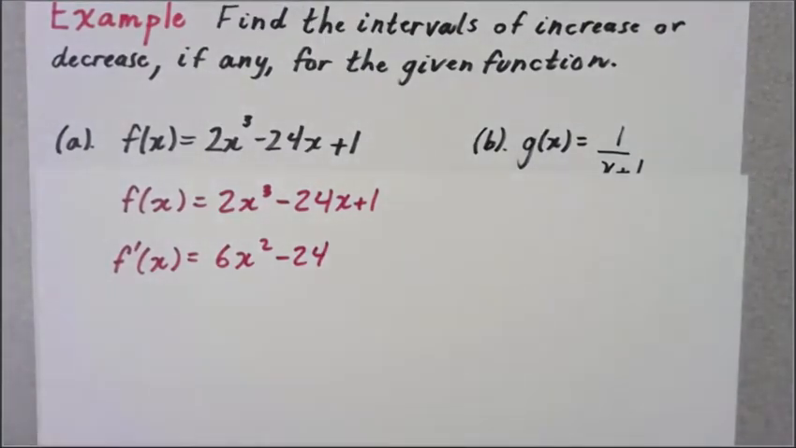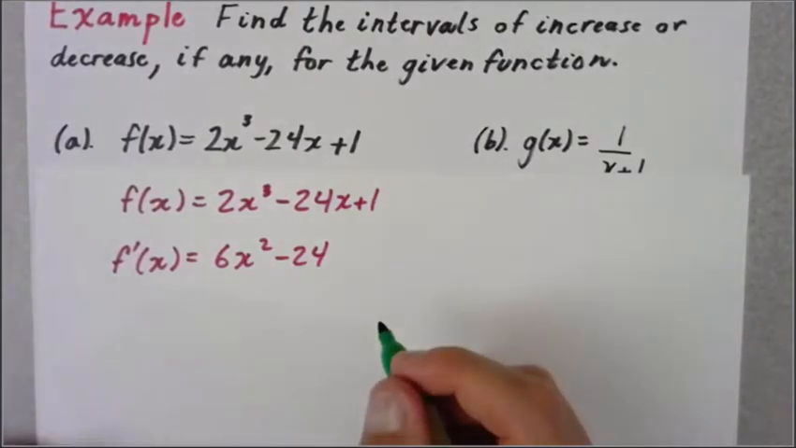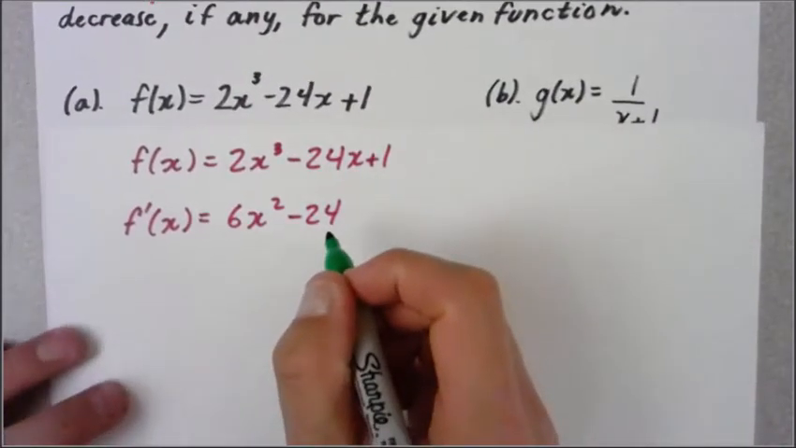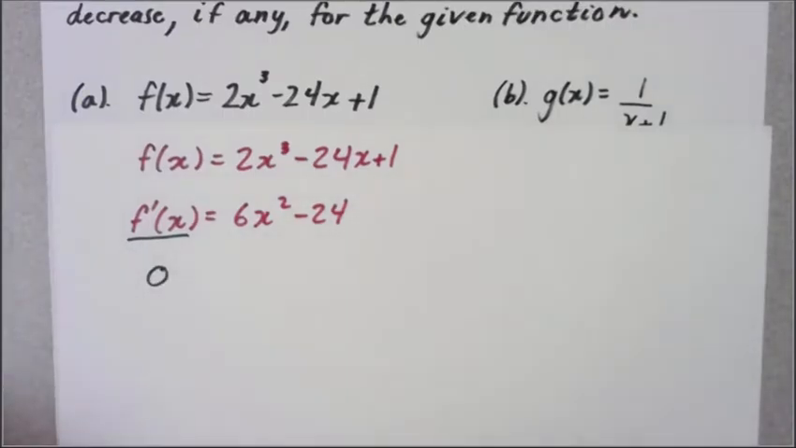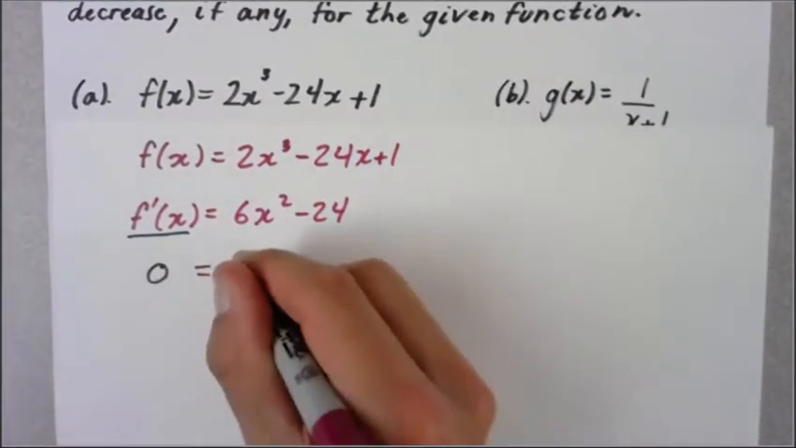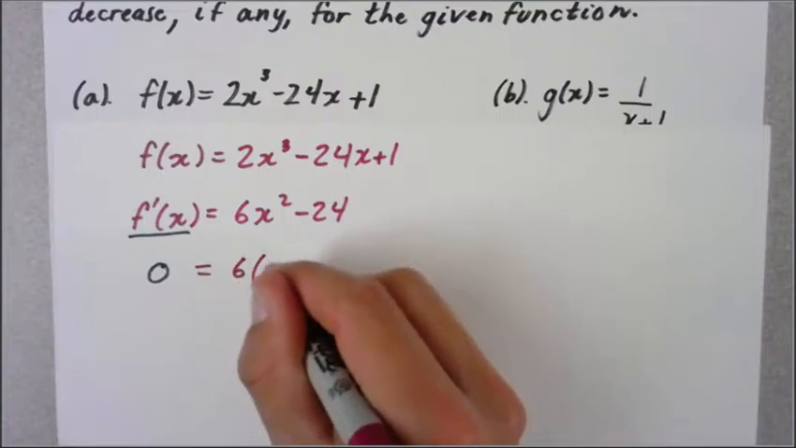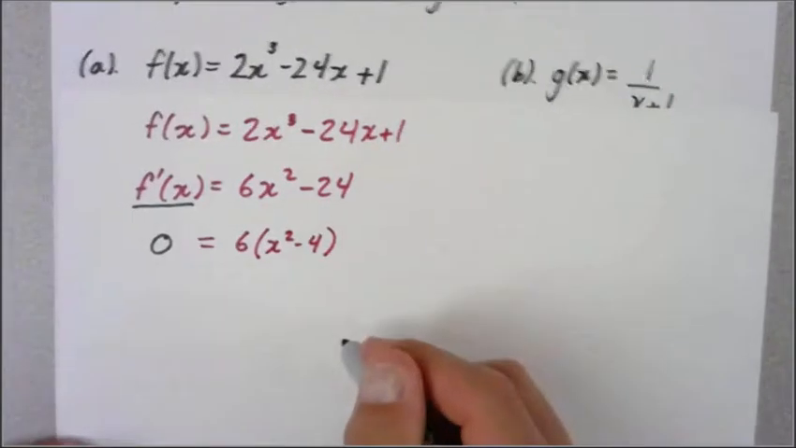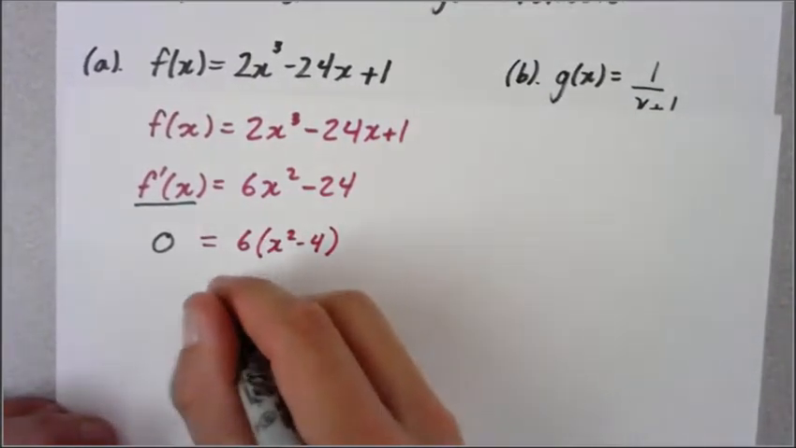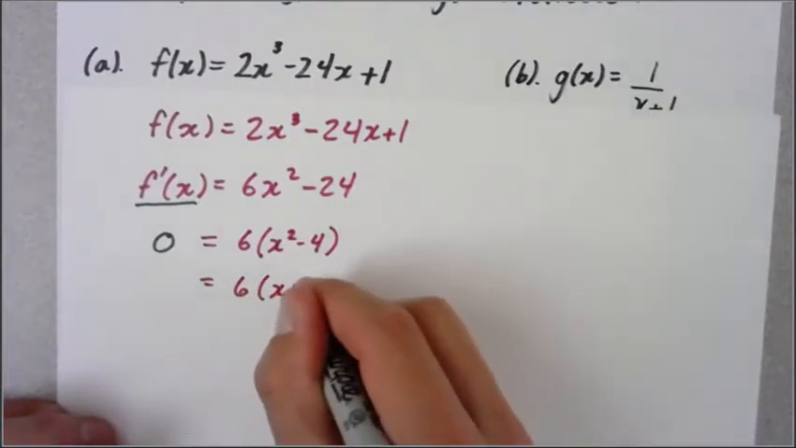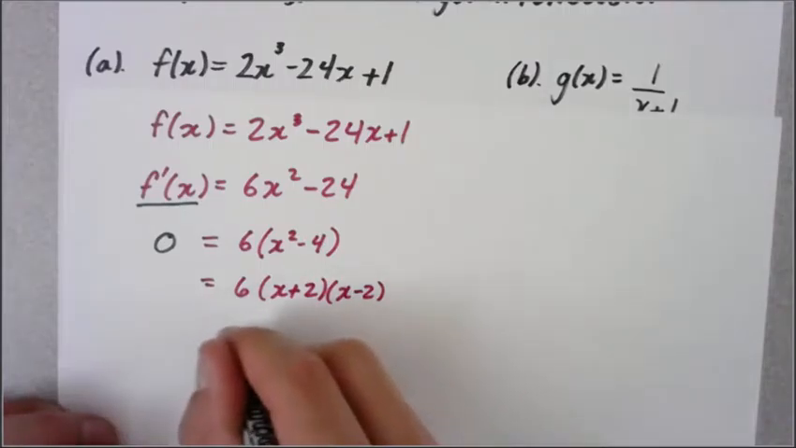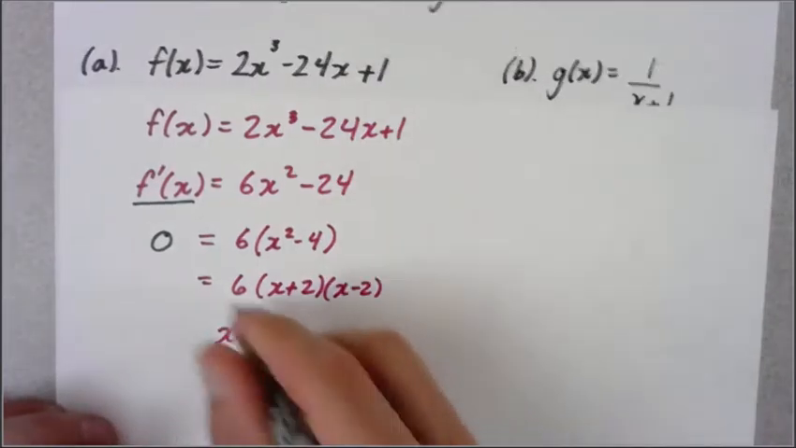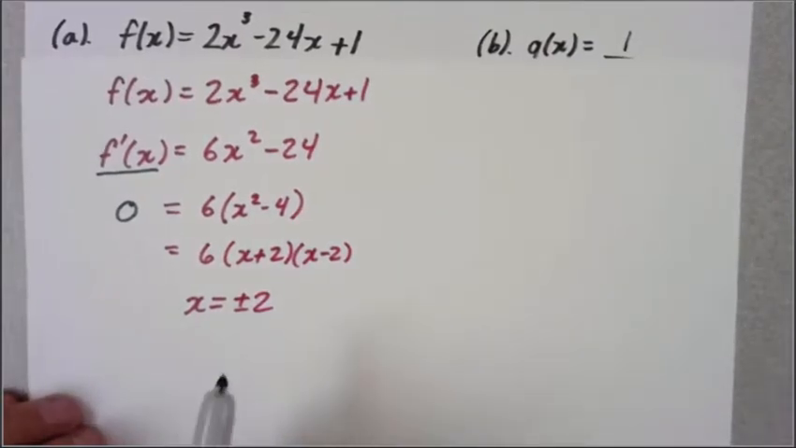There's the derivative. We need that because we have to figure out where the values are greater than 0 and less than 0. The other thing we need to do is look at the critical values, so we set our derivative equal to 0. We factor out a 6 and get x squared minus 4 inside. We can simplify this more, as a difference of two squares, so x equals plus or minus 2. Those are our zeros, our critical values.